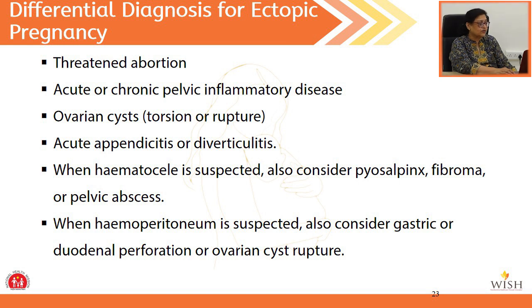Differential diagnoses that come to mind are threatened abortion, acute or chronic PID, ovarian cyst torsion or rupture, acute appendicitis or diverticulitis. When a hematocele is present or suspected, you could also consider pyosalpinx, fibromas and pelvic abscesses. When hemoperitoneum is suspected, consider gastric or duodenal perforation or ovarian cyst rupture in your differential diagnosis.